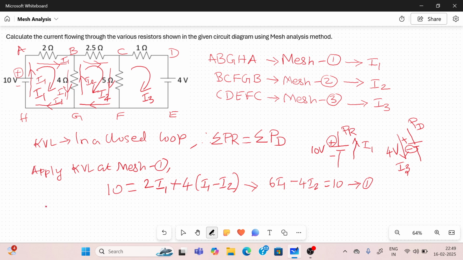Next, I can go for applying KVL at mesh 2. What is mesh 2? Starting from B to C, C to F, F to G, G to B. First we can start from B to C. What is the current flowing through B to C? Only the current I2 will flow, right?